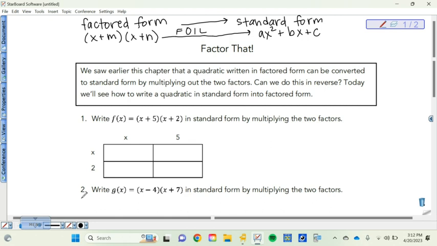But now what we're going to learn today, and we'll keep doing over the next few days, is we're going from standard form back to factored form. And this is what we call factoring.